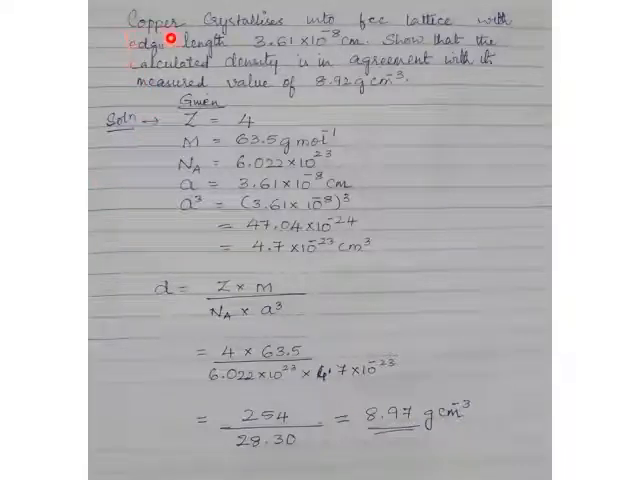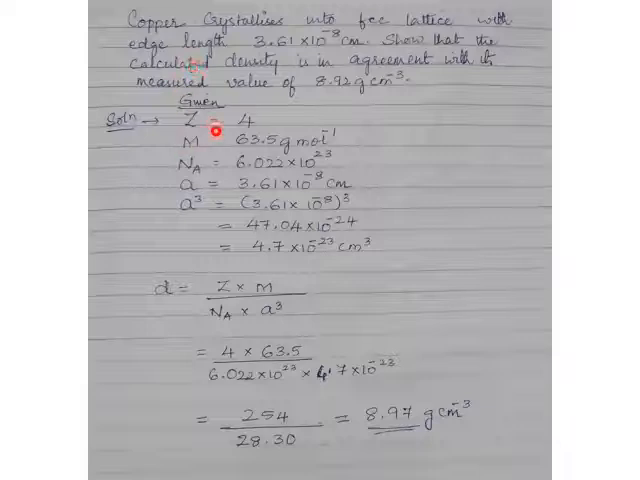Another question, copper crystallizes into FCC lattice with edge length 3.61 into 10 raised to minus 8 centimeter. Show that the calculated density is in agreement with its measured value of 8.92 gram per cm cube. Copper crystallizes into FCC lattice. It indicates that Z value is equal to 4.